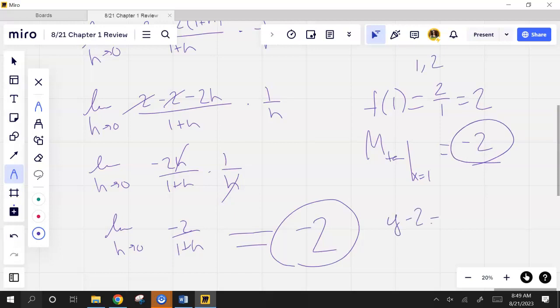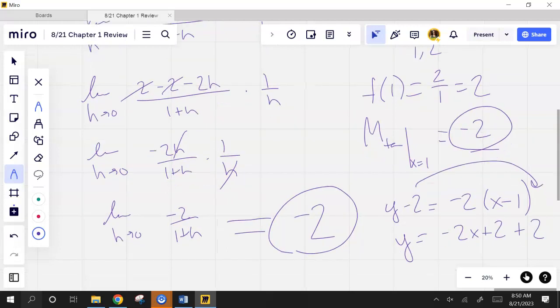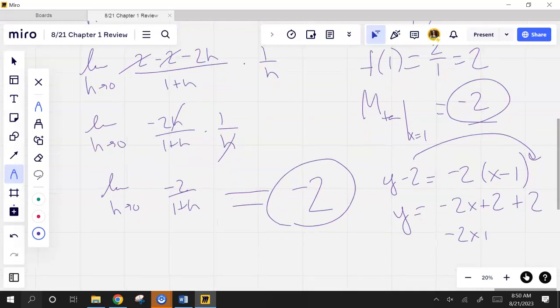So y minus 2 equals slope times x minus 1. And because all these are written in slope-intercept form, I need to clean it up a bit. Negative 2x plus 2 plus this other 2 over here. I got negative 2x plus 4. Is that one of the choices? Please let it be.